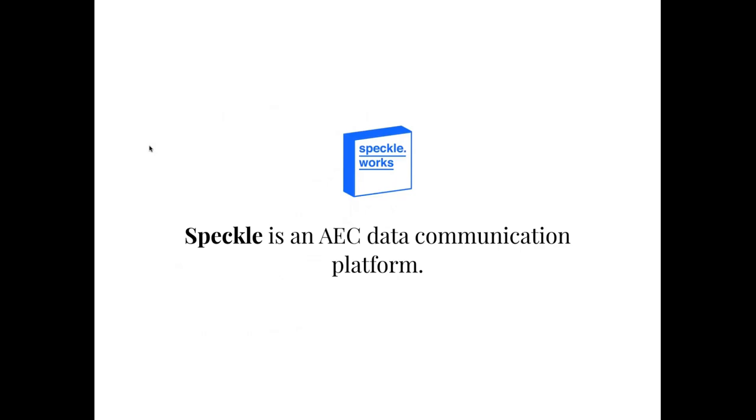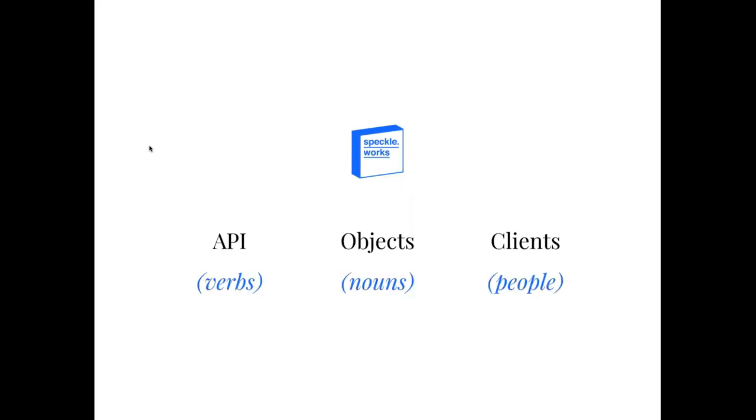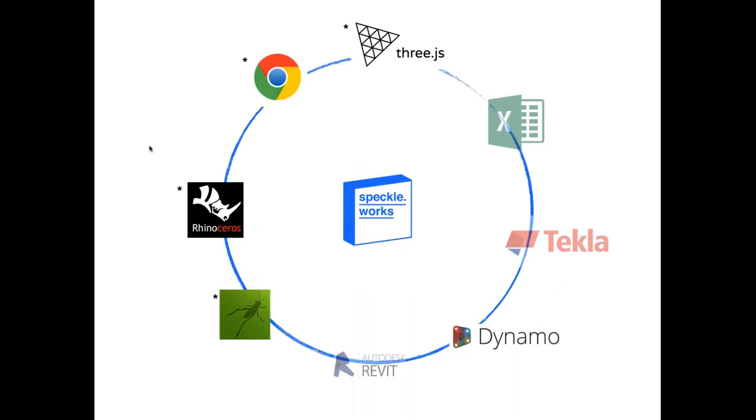And slowly it evolved to what it is now, or what it's trying to be now, which is an AEC data communication platform. It has really three very simple things: an API, which is a set of verbs; objects, which is geometry and data; and clients, which are people at the end of the day. Obviously, this is the PR spiel. Essentially, we've got it working integrated with Dynamo, with Grasshopper, Rhino itself, and yes, we've got online viewers. You can paste stuff in Excel as well, and so on and so forth.